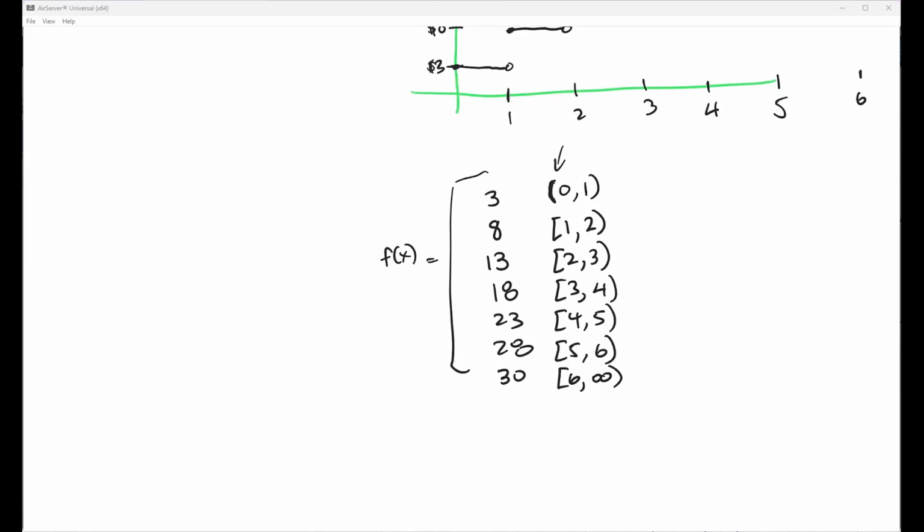You can't have a closed bracket with the infinity, because infinity is a concept, not a specific number. It's a concept. So if you put a number there, then there'd definitely be a bracket there.